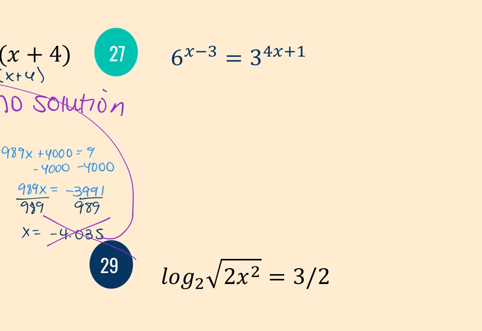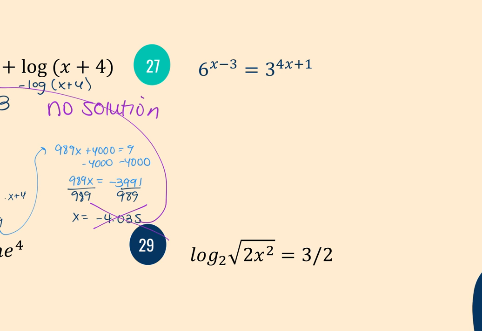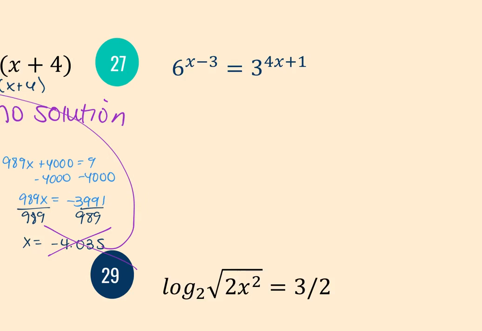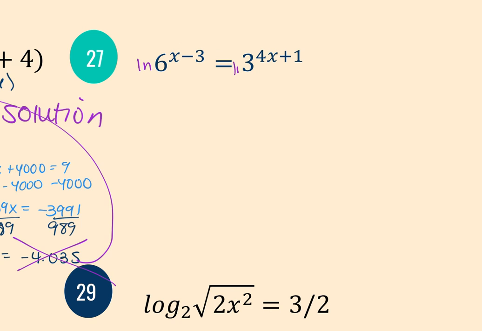All right, 27, we're back to kind of like the ones where the bases can't be changed to be the same, right? So what do we do? Ln both sides of your equation. So ln here, ln here. This bumps forward and this bumps forward. X minus 3 times ln of 6 equals 4x plus 1 times ln of 3.